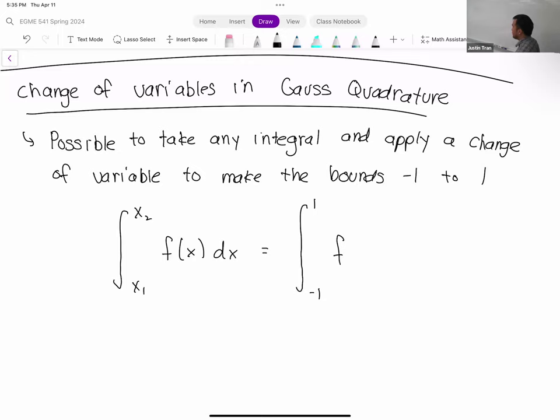Now we're changing the variable. That means we're not going to be integrating over x anymore. Now our integration variable is going to be something different, and the symbol that I'm going to use for the integration variable is a psi. It's this little tornado looking thing. So we have f of x of psi.